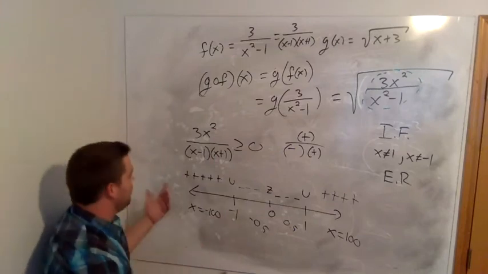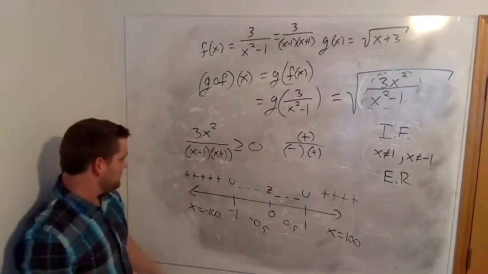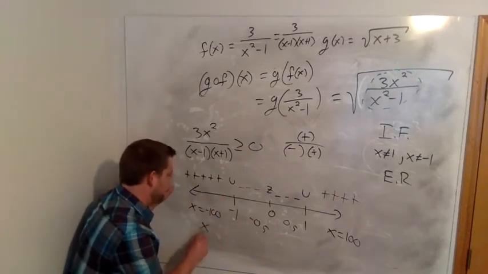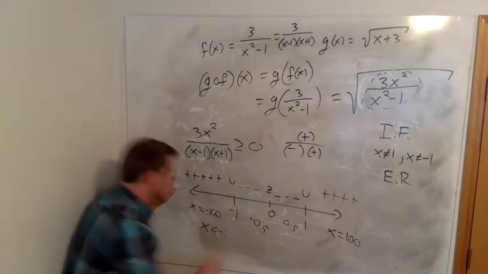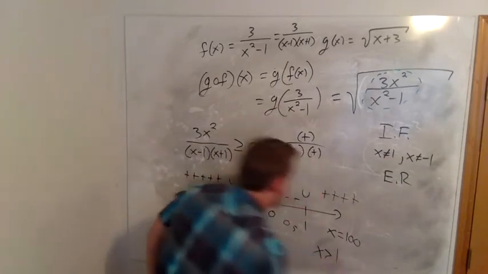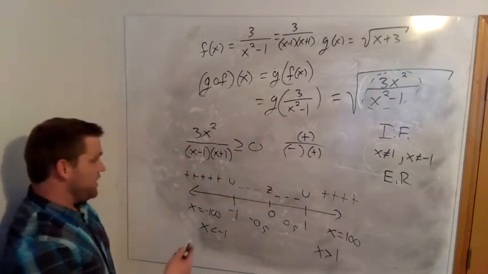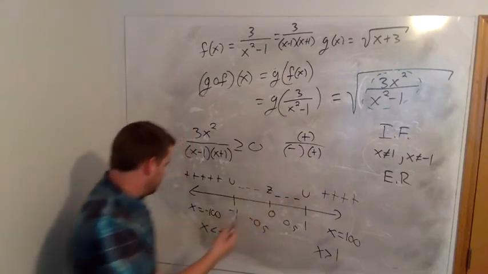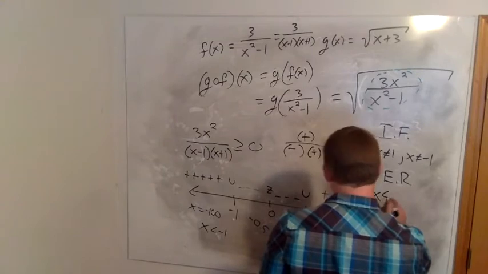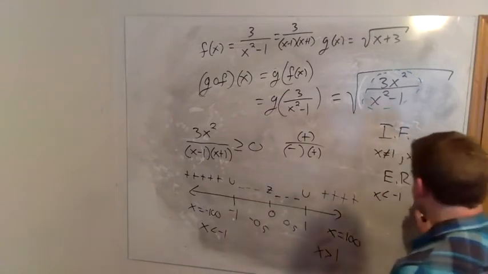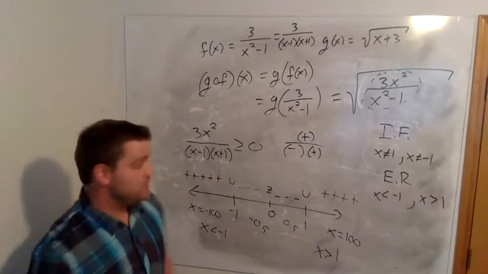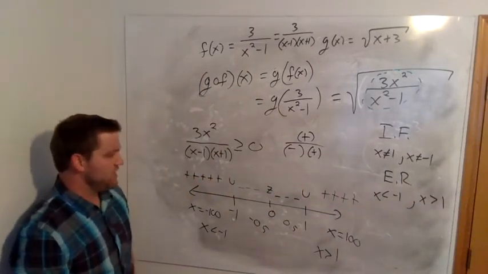Okay, so I need to figure out when this function is bigger than 0. Well, looking here, that's when x is strictly less than negative 1, and also when x is strictly bigger than 1. So the domain of our end result is that x has to be less than negative 1, and also x has to be greater than 1. So I need to find the intersection of these two sets.